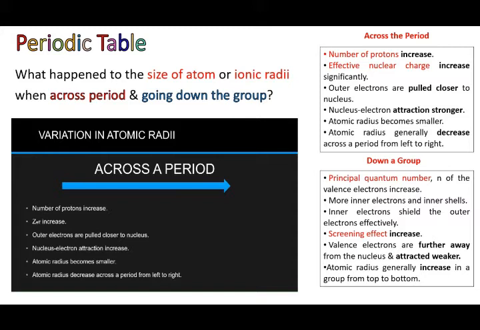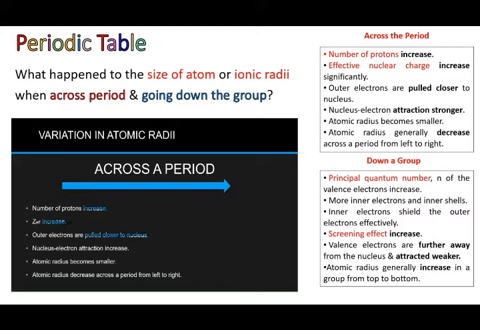Alright. Across a period, okay, what we need to know about across a period, the number of proton is increased. So, bila number of proton increase, maka dia punya effective nuclear charge also increase. Dia punya ZEF increase. Outer electron are pulled closer to nucleus. So, bila ZEF dia increase, maka nucleus dia akan tarik dia punya elektron lebih dekat. Nucleus dia akan tarik elektron dengan lebih dekat.